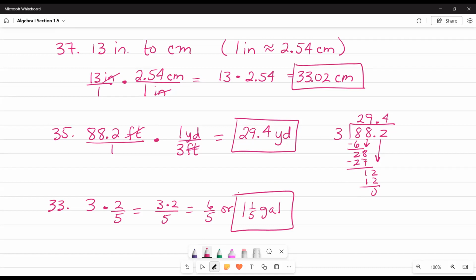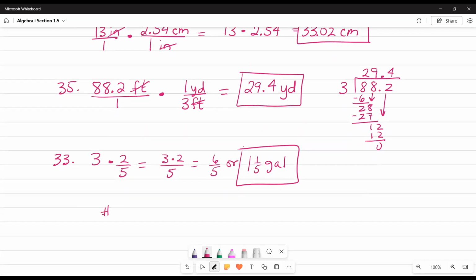All right. Y'all still have 5 minutes, so work on numbers 1 through 31, odd only. And we'll check those tomorrow for your homework grade.